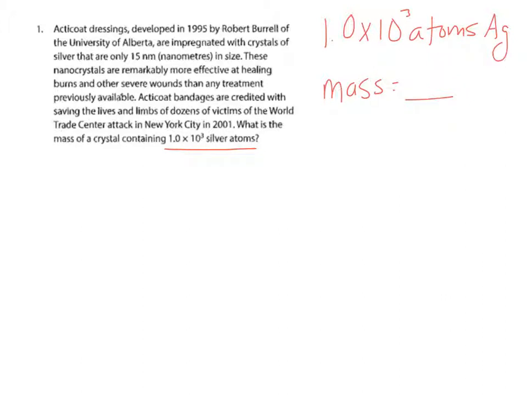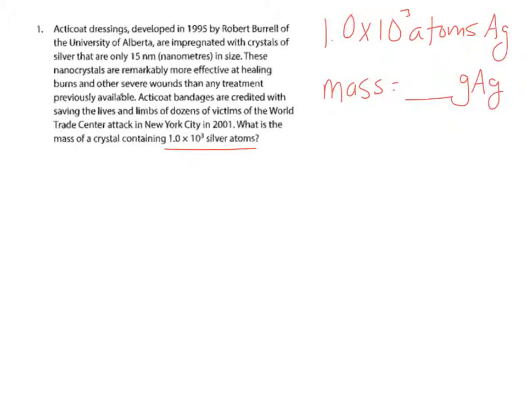We're going to do this problem out, and I'm not going to read it. You can read the problem. The given information is that we have 1.0 times 10 to the 3 atoms of silver, and we want to find out the mass of that. So the given and the unknown is that: how many grams of silver do we have?